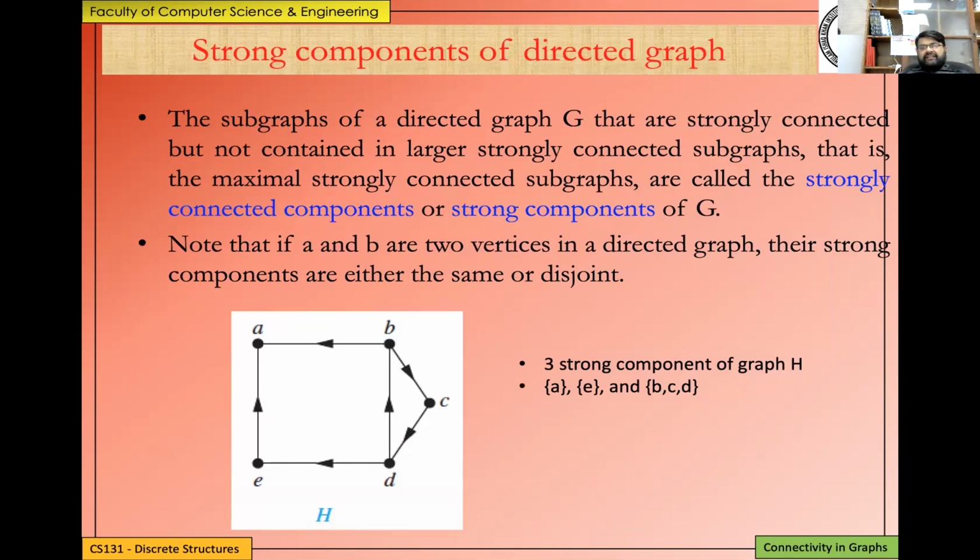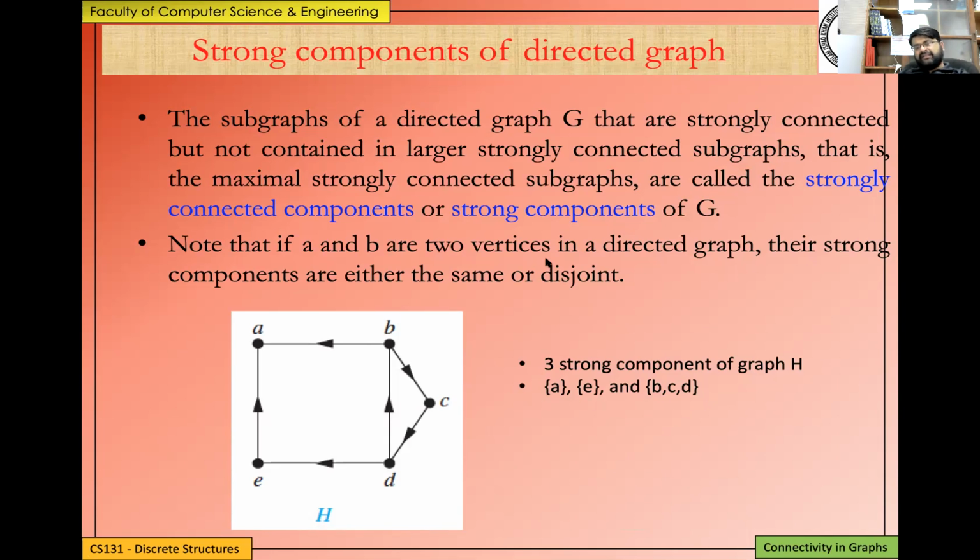The subgraphs of a directed graph G that are strongly connected but not contained in larger strongly connected subgraphs, that is the maximal strongly connected subgraphs, are called the strongly connected components or strong components of G. Note that if A and B are two vertices in a directed graph, their strong components are either the same or disjoint.